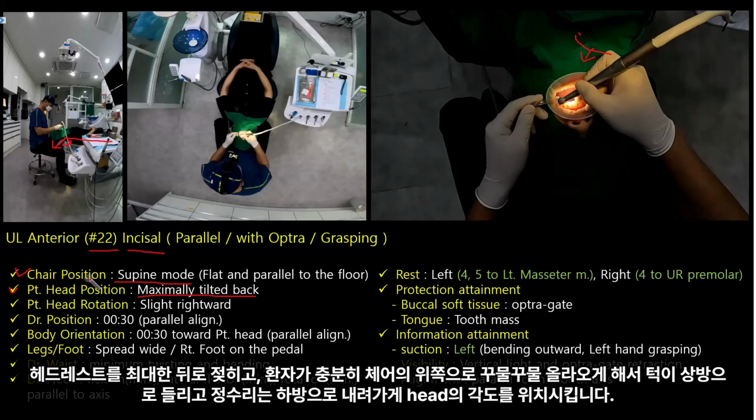Recline the headrest all the way back and have the patient slowly move up the chair so that their chin is lifted upwards and the top of their head is lowered downwards, thereby positioning the head's angle appropriately.